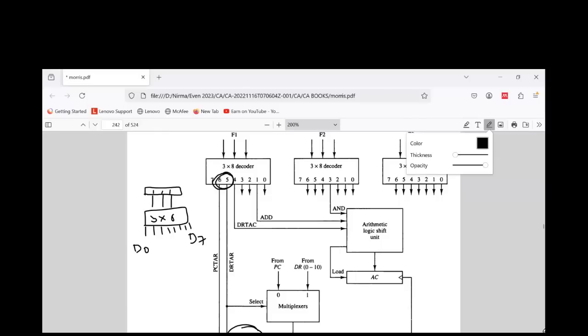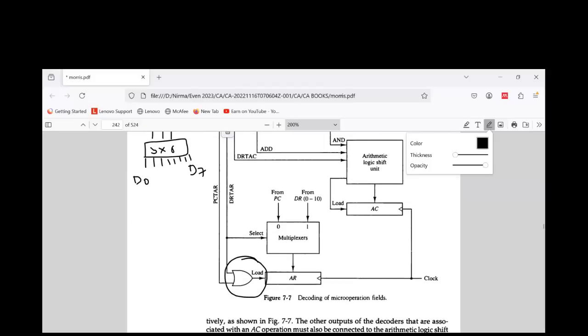So either of these, if F1 has the value 101 or value 110, in both these cases we need to load AR. So what did we do? We connected these two instructions to the load of AR. If either of them is true, load the value of AR.